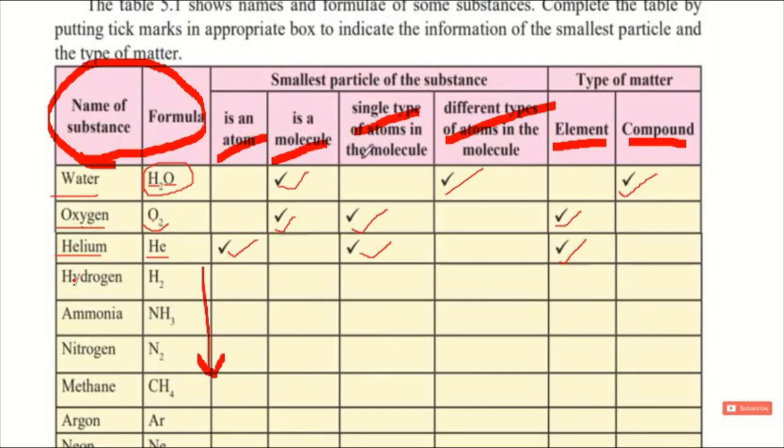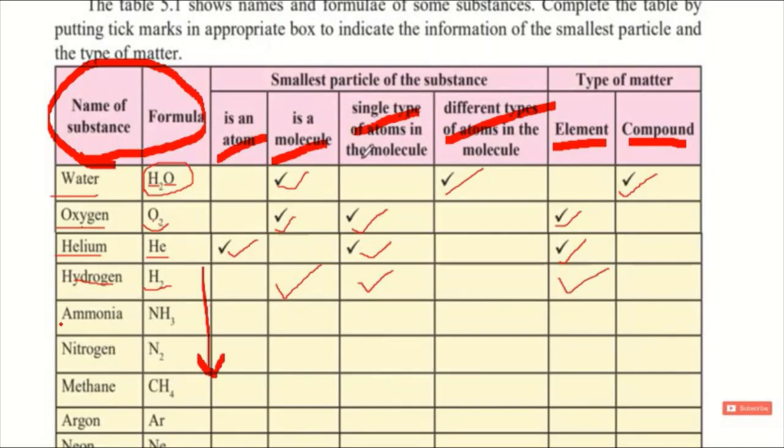Next, hydrogen. Its formula H2. As the formula indicates, there are two hydrogen atoms, hence hydrogen is a molecule. As in hydrogen, same type of atoms are present in a molecule, hence hydrogen is a single type of atoms in a molecule. Because of single type of atoms in the molecule, hence hydrogen is an element.